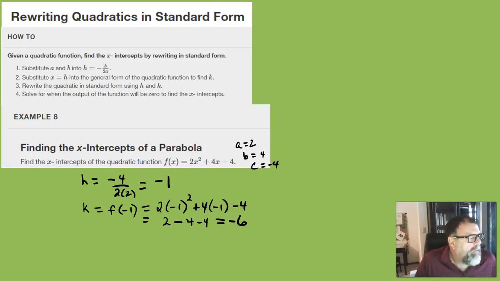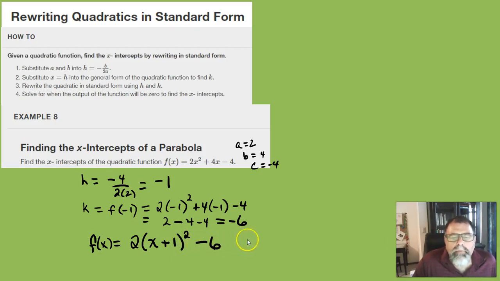Okay, so now that we got h and k, then we can write it in standard, and a is 2, so that doesn't change. So now we can put it in the standard, the vertex form. So f of x is 2x minus h, so minus of minus 1 is plus 1, then minus 6, the plus k. Alright, so this is in the standard form. Now, solve for when the output of function would be 0, to find the x-intercepts.